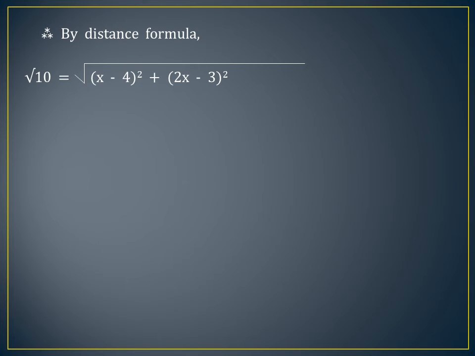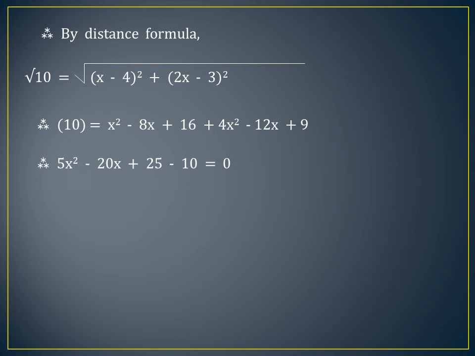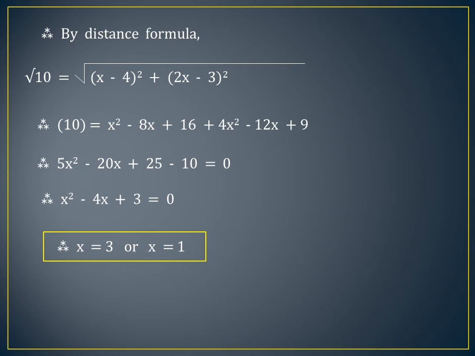Now they have already given us that the distance is root 10. So by the distance formula we will have root 10 is equal to root of (x minus 4) the whole square plus (2x minus 3) the whole square. So instead of putting y, we will put the value of 2x as per the above condition. So we will have 10 is equal to x square minus 8x plus 16 plus 4x square minus 12x plus 9. So by solving it further, we will have x square minus 4x plus 3 is equal to 0. So by factorization, we will get x is equal to 3 or x is equal to 1.